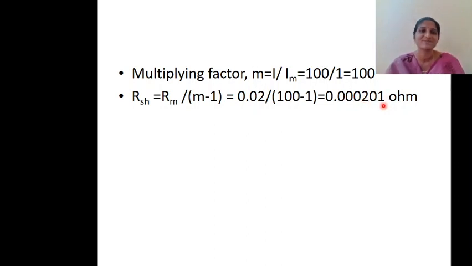0.0002201 ohms. If you observe, the value is very small. As I told you, the ammeter resistance should always be very small. You can note here the answer is very small. Okay, now we shall solve another example for voltmeter.